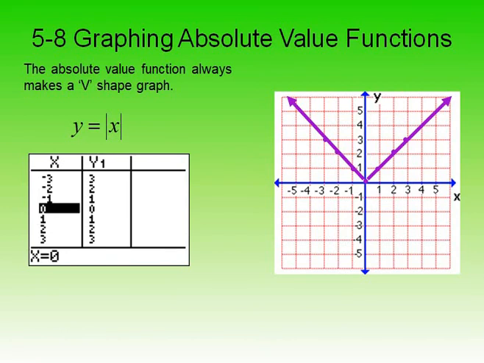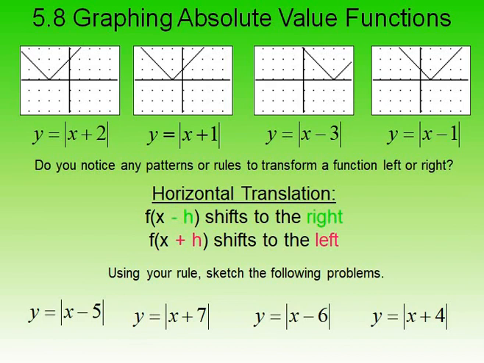Now, looking at this graph, exactly here we are talking about the parent absolute value function, where when x equals 0, y equals 0. Its origin point or its vertex is at (0, 0). This is the parent absolute value function, where y equals the absolute value of x. Okay? Now, let's look at graphing absolute value functions.